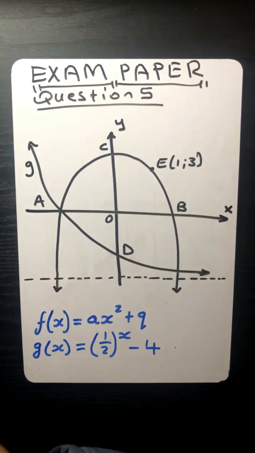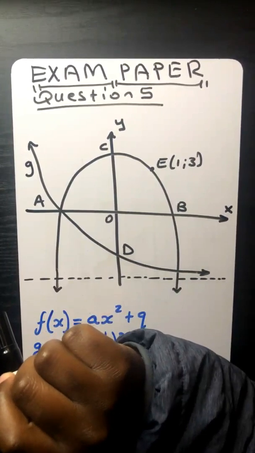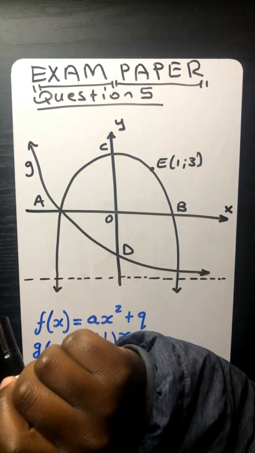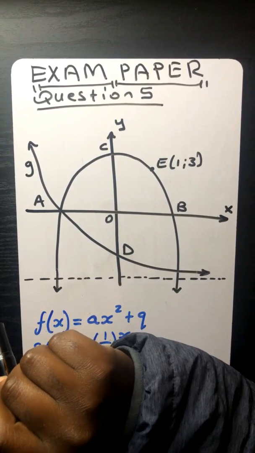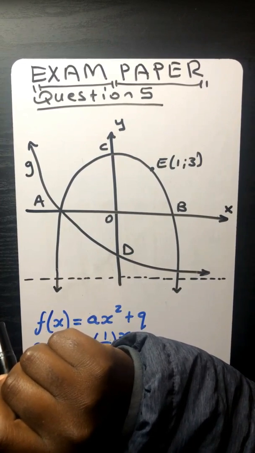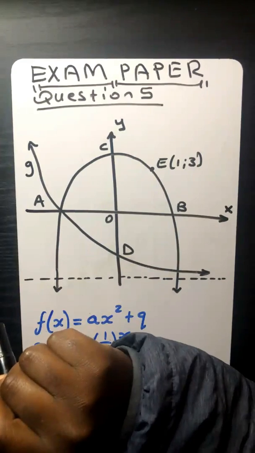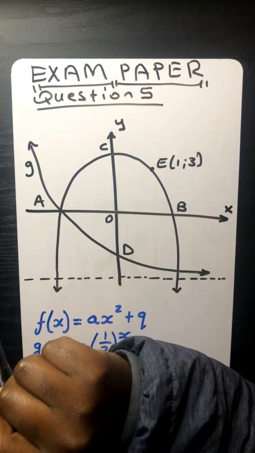So let me continue to read, ladies and gentlemen. A and B are the x-intercepts of f. The graphs intersect at A and point E, which has the coordinates (1; 3), lies on f. C is the turning point of f, and D is the y-intercept of g.